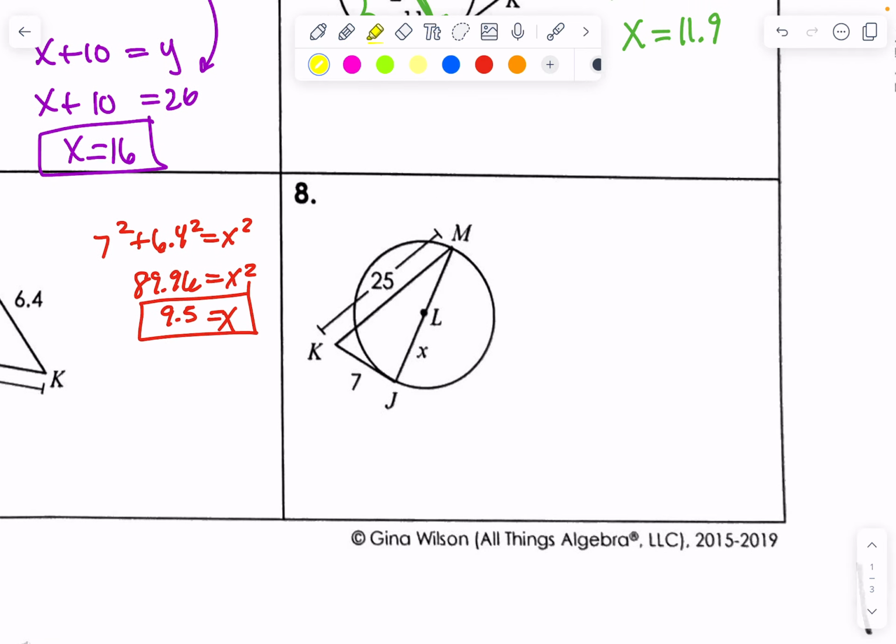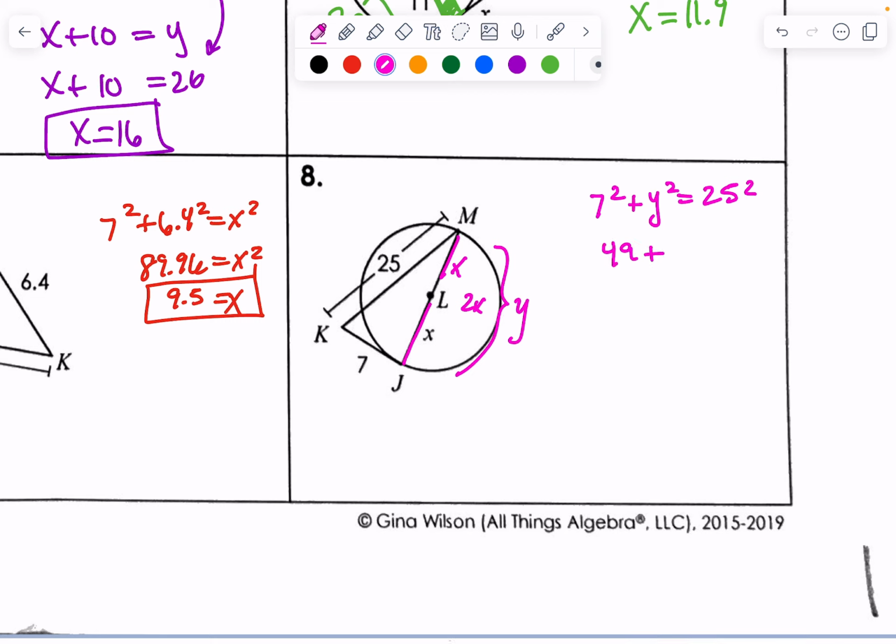Let's look at number 8. So this one is similar to number 5. So first of all, if this is x, then this is x. But that doesn't help me. Great, so now this is 2x. But that doesn't help me with squaring and stuff. So first, I'm going to call that y, so that I can say 7 squared plus y squared equals 25 squared.